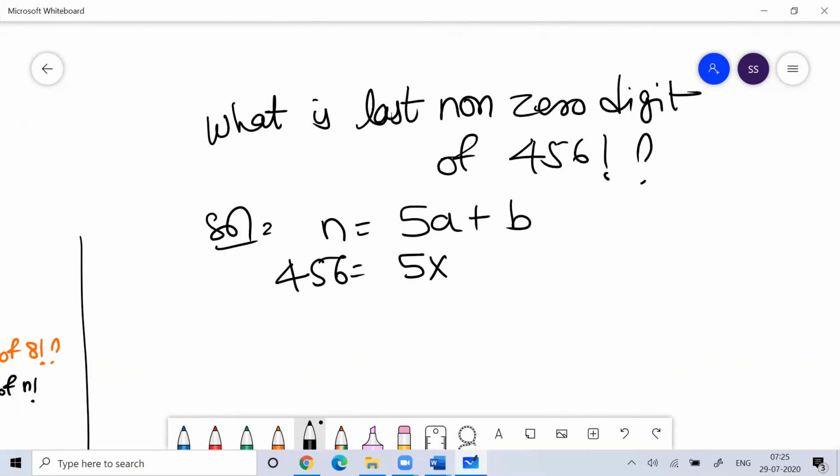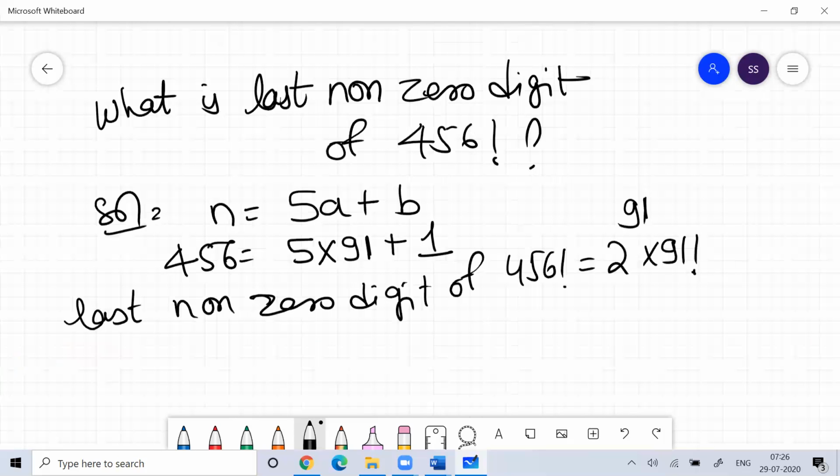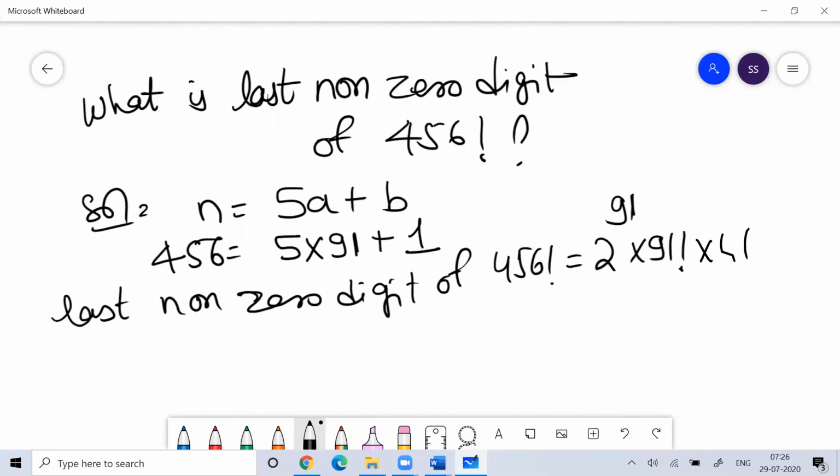So you write the number 456. If you divide this number by 5, what is the quotient? The quotient would be 91 and the remainder would be 1. So the last non-zero digit of 456 factorial is 2 to the power 91 into 91 factorial into 1 factorial.